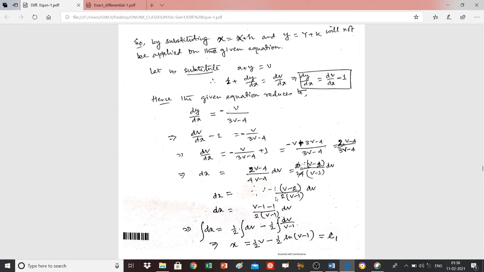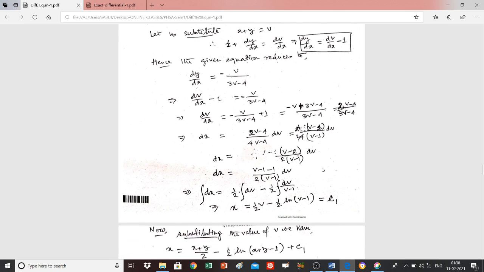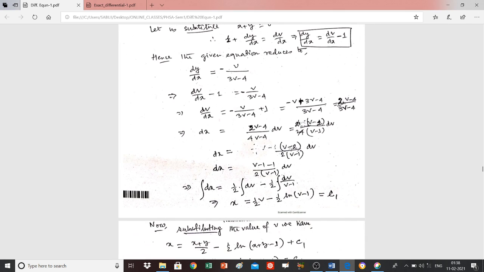After simplification, here is the simplification process, and you can easily understand that dx should be v minus 2 by 2 into v minus 1 dv. Just go through this, just practice in your own hand. So dx is equal to, you can write this as, v minus 1 by 2 into v minus 1 dv. So this can be written as dx equals half dv minus half dv by v minus 1. So from here x is equal to half v minus half log of v minus 1, equal to c1.